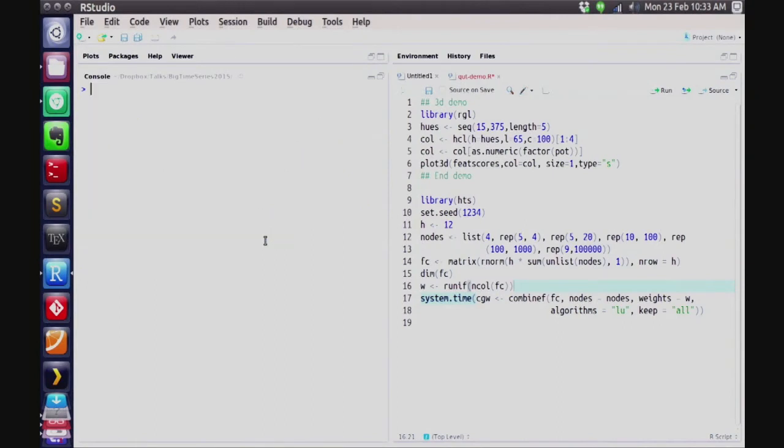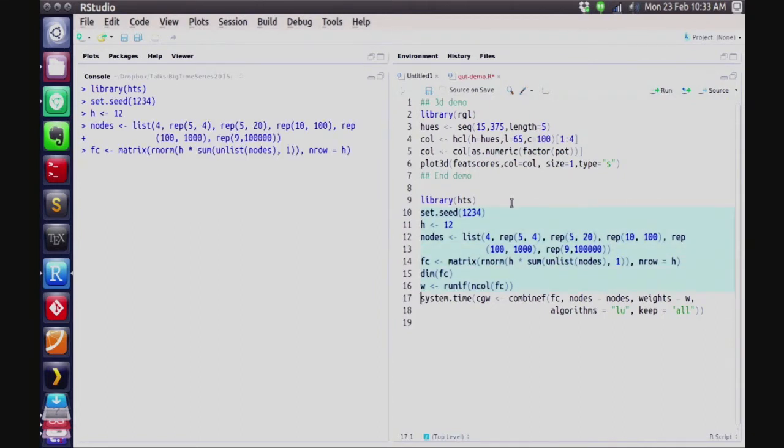If I switch over to R, let me just clean that off. So this is all implemented in a package called HTS, which stands for Hierarchical Time Series. I'm going to generate some data randomly. Let me just show you what it looks like. So I'm forecasting 12 steps ahead and I have a million time series. I've generated this randomly rather than actually compute a million forecasts, because that's the slow bit. Running a million forecasts will take quite some time, in the order of hours.